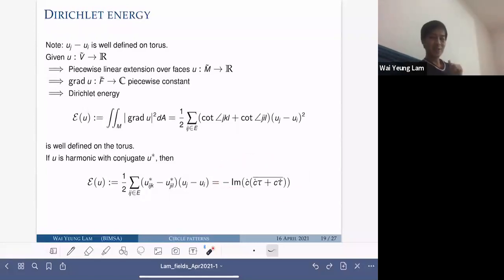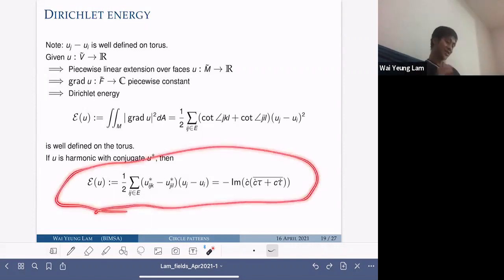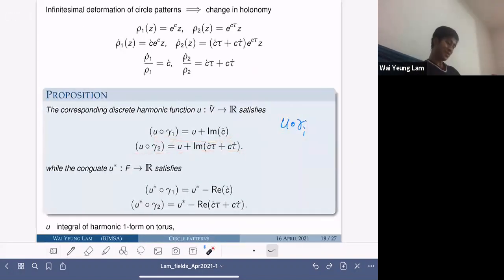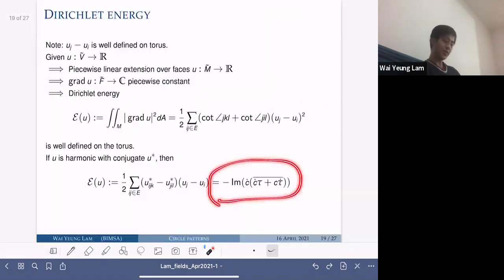This formula is not so surprising because in the smooth theory, you have the Riemann bilinear identity. If you have two holomorphic one forms, and you take the product and integrate, then this product can be expressed by the periods of your holomorphic one forms. This is the Riemann bilinear identity, and in the discrete case, it also holds. So this is the energy. If you have these harmonic functions from circle patterns with this change in holonomy, then when you compute the Dirichlet energy, you have a very nice expression.